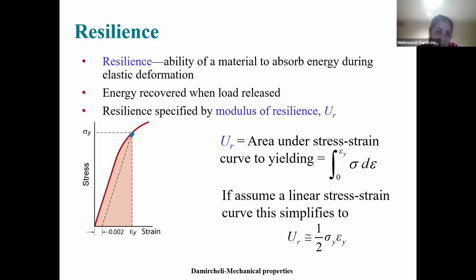For example, here, you see the area, it's not exactly a triangle. There is some difference, yeah? But approximately, if we consider the triangle, the area of a triangle is height times base divided by 2. Height is sigma y, base is epsilon y, and it is not exactly that because there is a difference in this area. I can show you the difference in green color, okay?